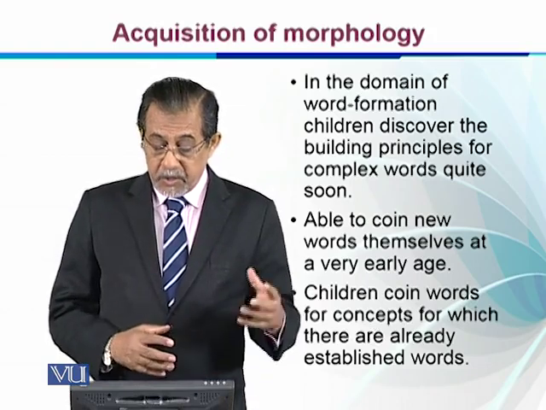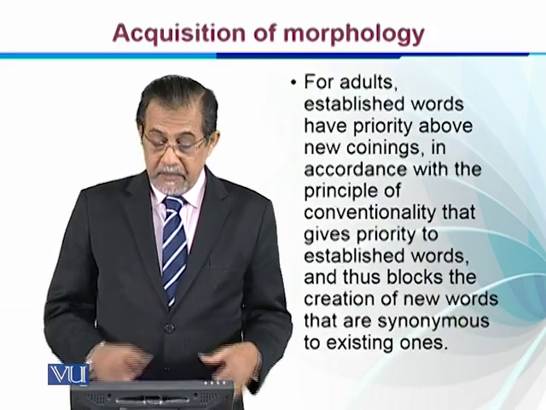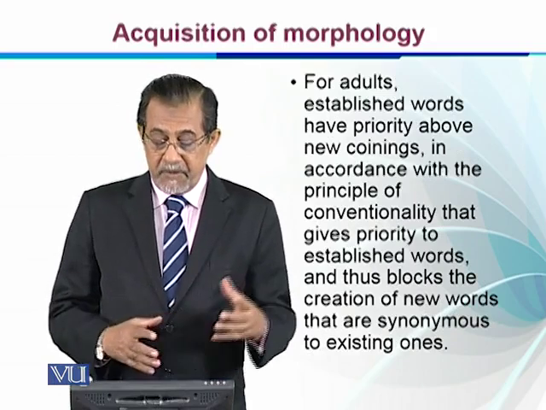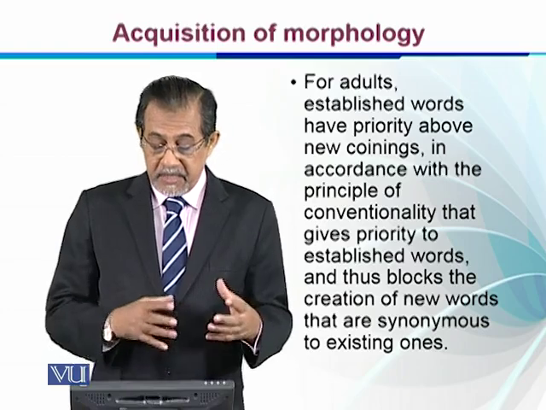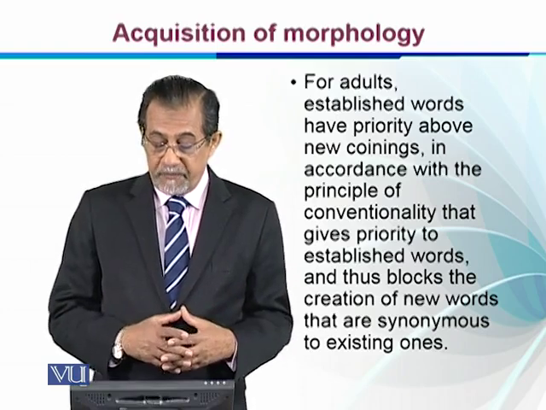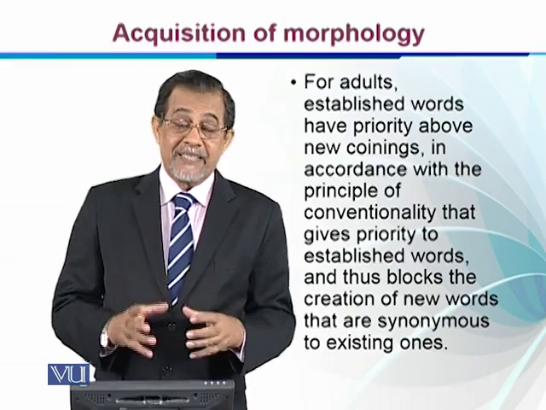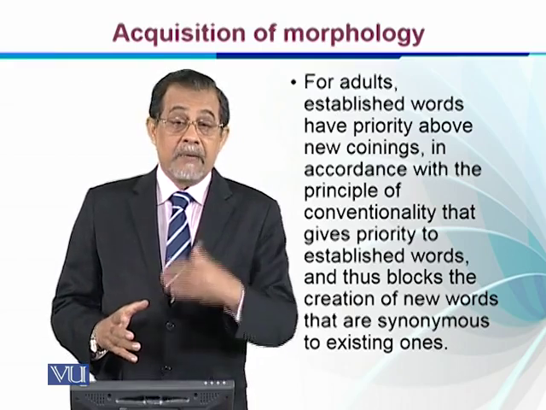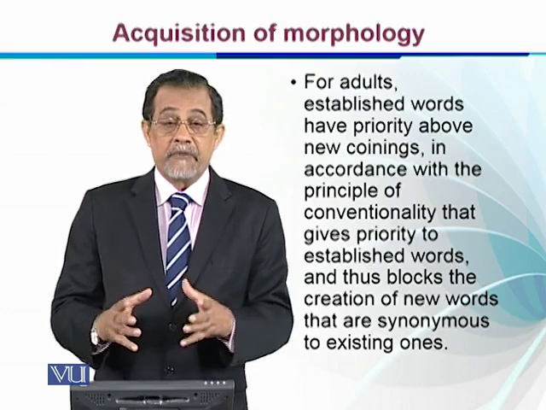Children coin words for concepts for which there are already established words. For adults, established words have priority because they are conventional, above the new coinage, in accordance with the principle of conventionality that gives priority to established words and thus blocks the creation of new words that are synonymous with existing words. So adults are very careful to coin new words, though they do coin new words, compared to the children, because they know what the convention of the words is.